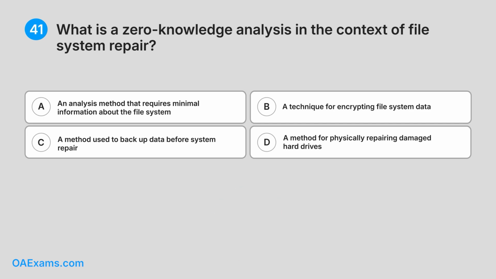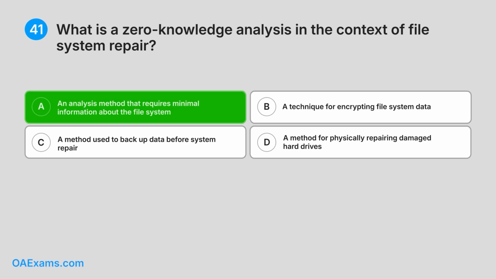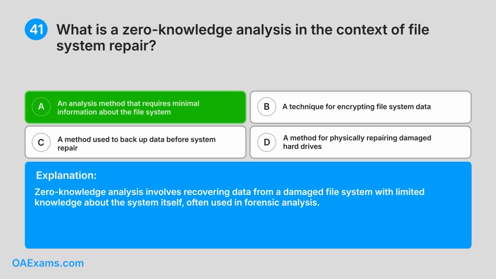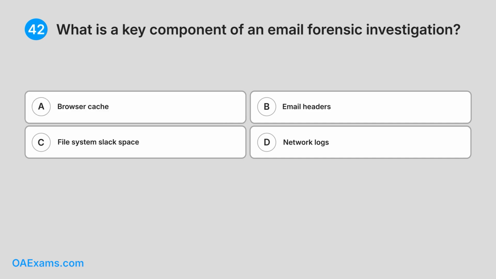Correct answer. A. An analysis method that requires minimal information about the file system. Explanation. Zero-knowledge analysis involves recovering data from a damaged file system with limited knowledge about the system itself, often used in forensic analysis.